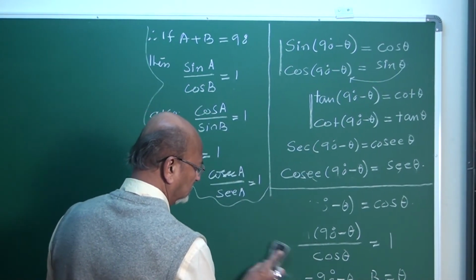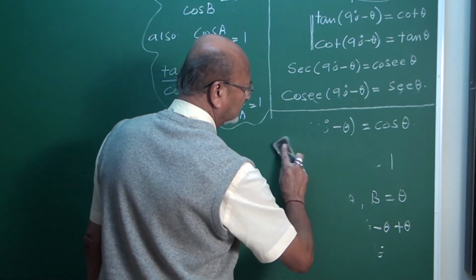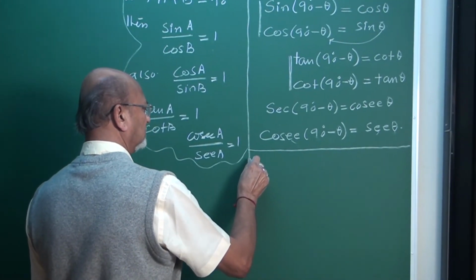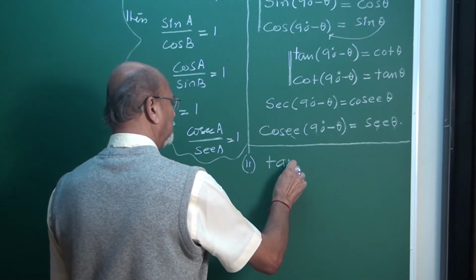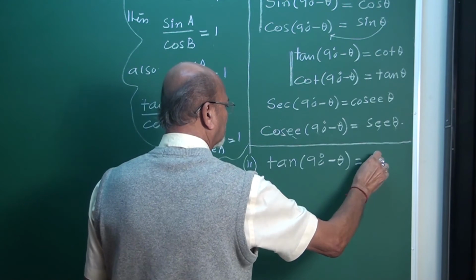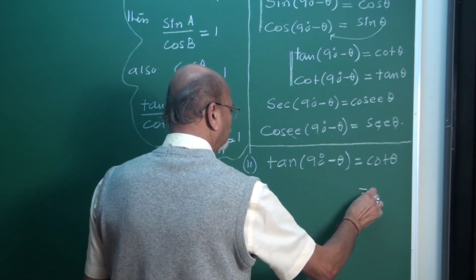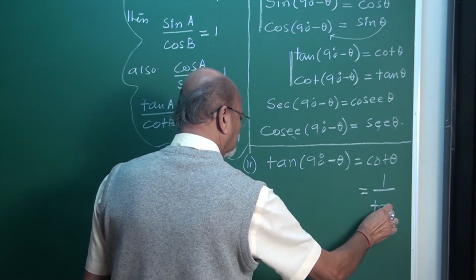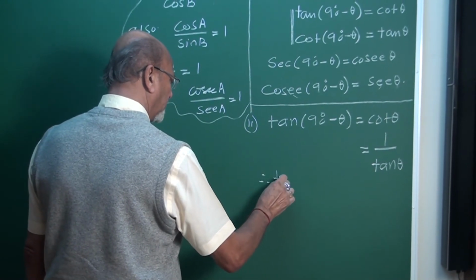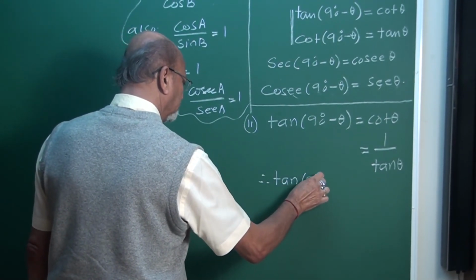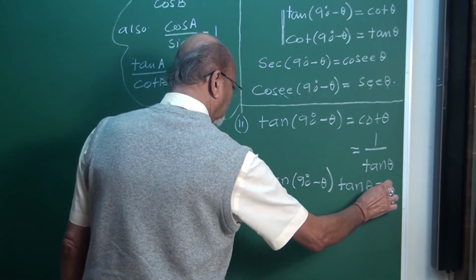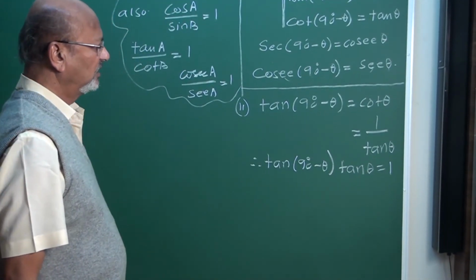That I take with the second. What is that second? This, my friend. That is tan 90 minus theta. Tan 90 minus theta is cot theta. My friends, you know what cot is? It is the reciprocal of tan, 1 by tan. Take this side. Therefore, what is this? Tan 90 minus theta goes to the numerator. Tan theta is also what? 1.